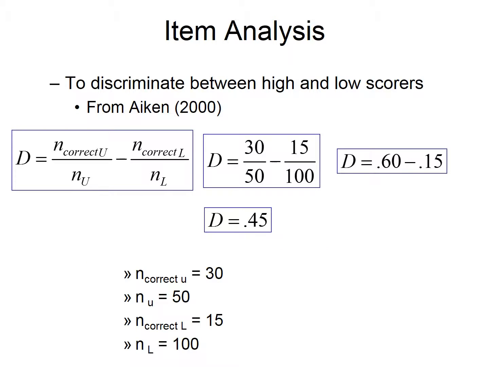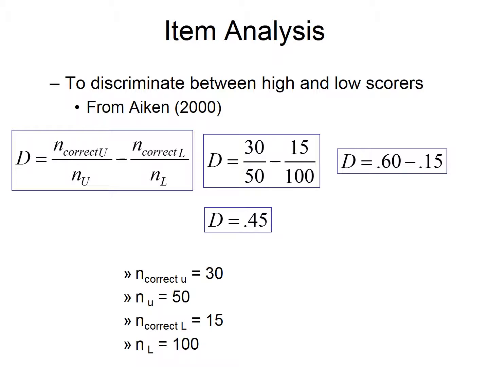So, discriminating between high and low scores. This is again from Aiken, but this is the conversion when you don't have an equal split. In this case, the number of people in the upper category was 50, while the number of people in the lower category was 100. So it's not equal. We look at the number of people in the upper category, 50, the total number in that upper category. That goes in the bottom, in U. And on the top is the number of people that got it correct out of that group, which is 30.